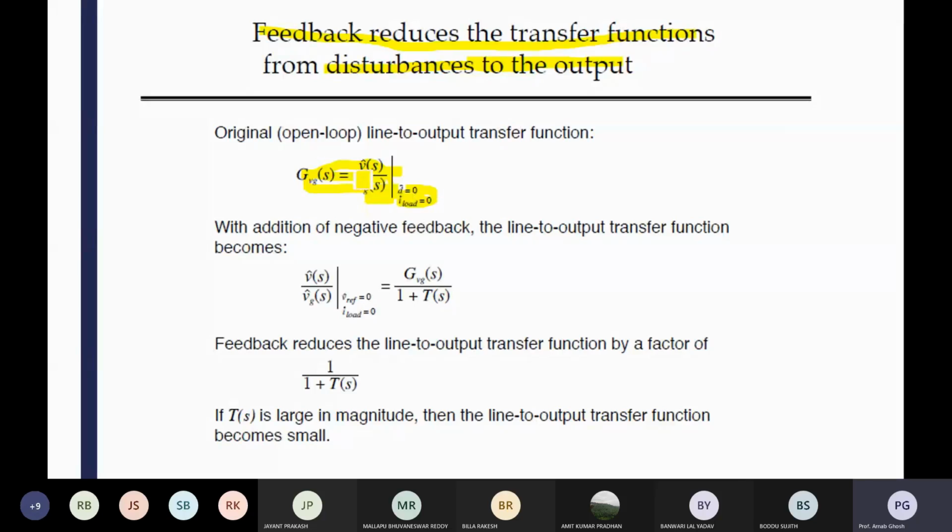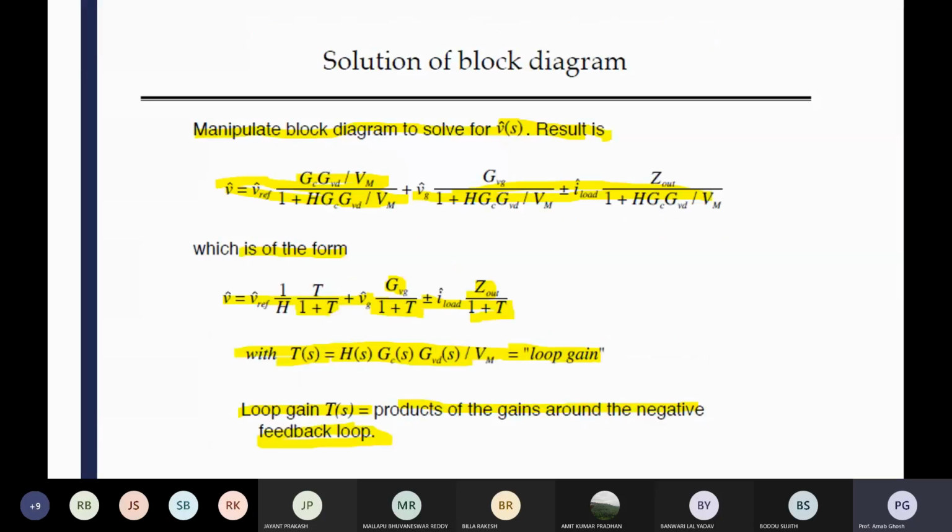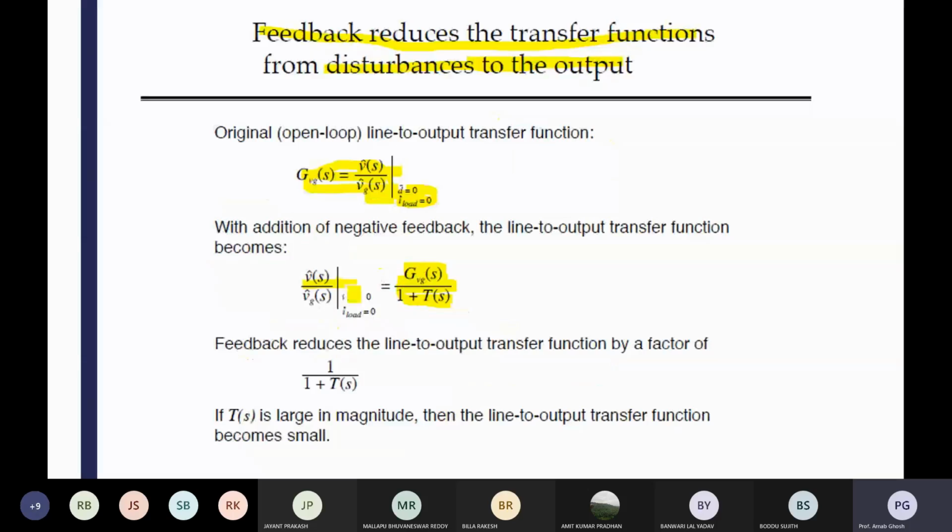Again they have written that, and now they have replaced that value, and finally they can find the expression GVG whole divided by 1 plus T of S. They are comparing the values and finally they find it. So with the addition of negative feedback, the line to output transfer function becomes like that. Feedback reduces the line to output transfer function by a factor of 1 plus T. The 1 by 1 plus T value multiplies your actual GVG of S, and that is why it is reduced.